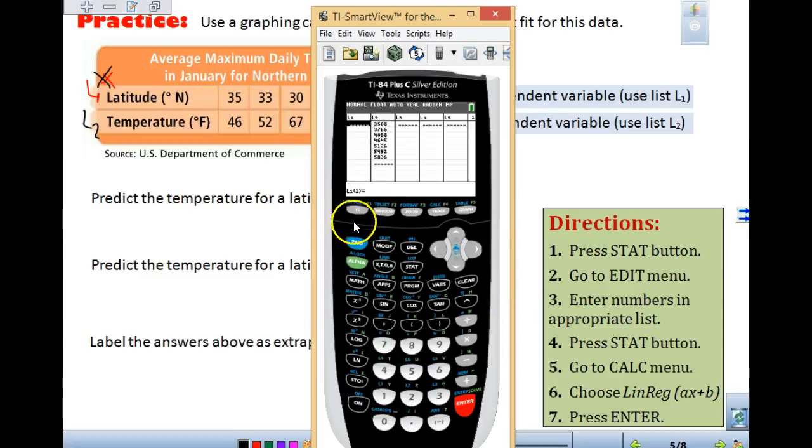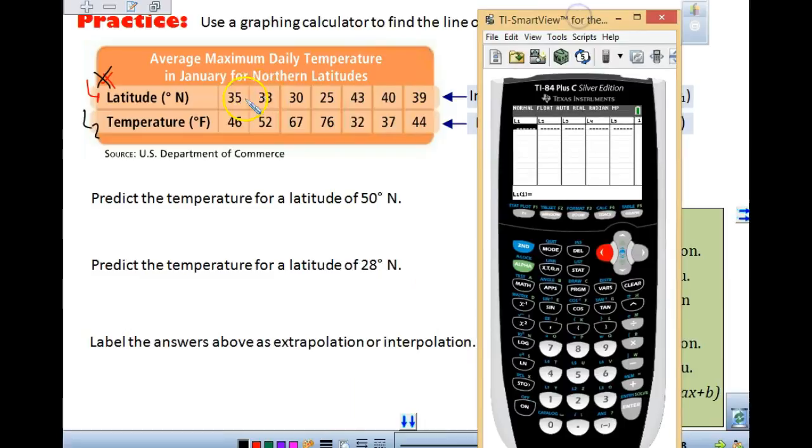Some of you hit the word stat. Then it is on this first edit under edit. Hit enter. List 1. List 2. Clear them both. Clear, enter. What numbers do you want to put in list 1? These numbers right here, so please put those in.